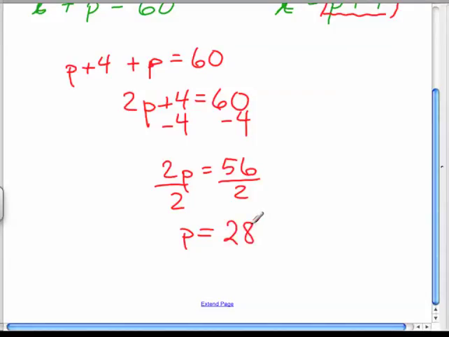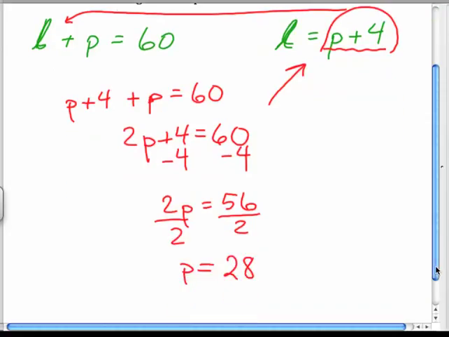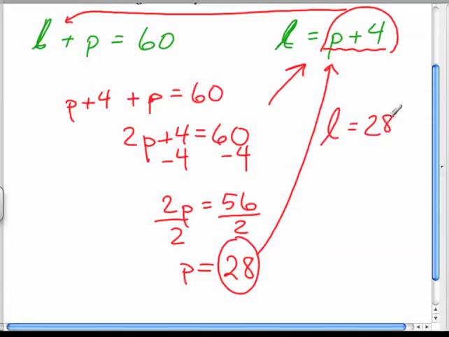How do I know the length of the longer piece, Tara? I could subtract the shorter piece from 60, but I also could just use that equation that I've got there, right? The longer piece is equal to P plus 4, and remember, P is equal to 28, so L is equal to 28 plus 4. That means that L is equal to 32.